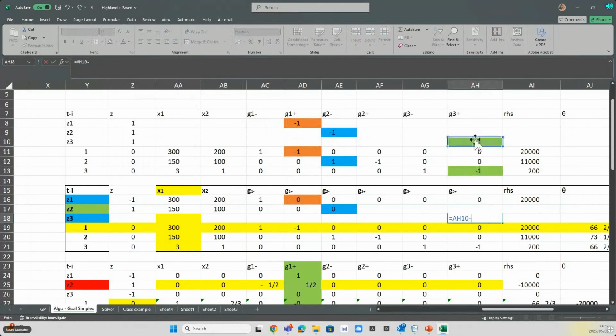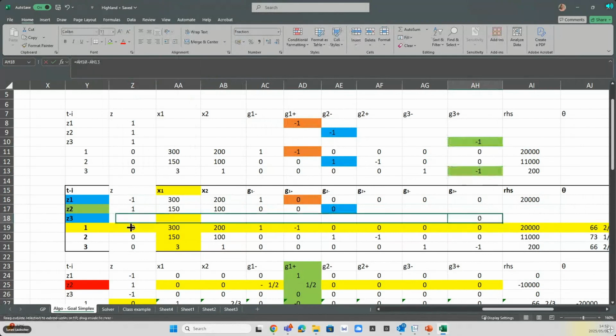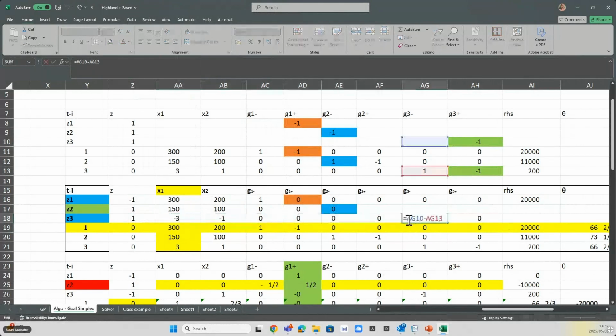Okay, so I go and I say, okay, this minus this, does it give me 0? Yes, but am I happy? No. So I want to minimize. So I need to multiply the whole constraint by -1. So like I said, make a note for yourself.